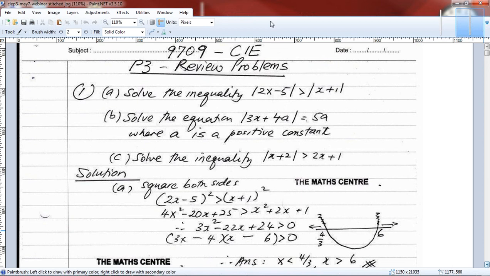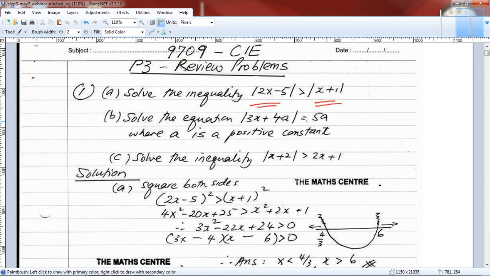Part 1A is a classic: the left-hand side is a positive quantity and the right-hand side is a positive quantity. So when you have positive quantities on both sides of the inequality symbol, you can square both sides and solve it. Okay, so that's not a problem.